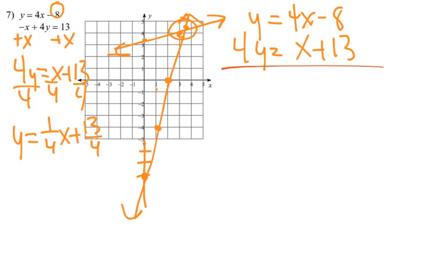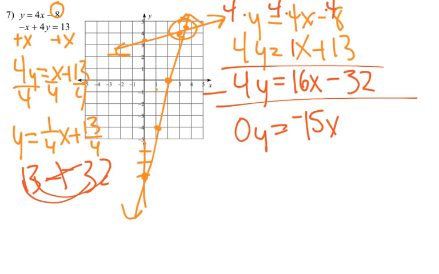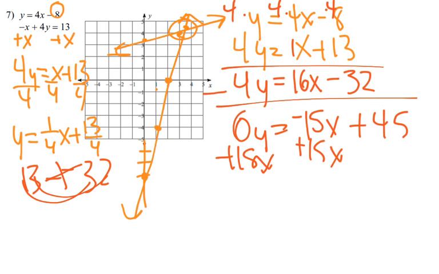However, had we done elimination, I could have said, okay, let's get one of these to match up. Let's times the top by 4 to get the y's the same. So I would have ended up with 4y equals 16x minus 32. Subtract, that would have been 0y equals 1 minus 16 would be negative 15x. 13 minus negative 32. That would be like plus, right? So that would be 45. So plus 45. Add 15x to both sides, because that's 0. So 15x equals 45.